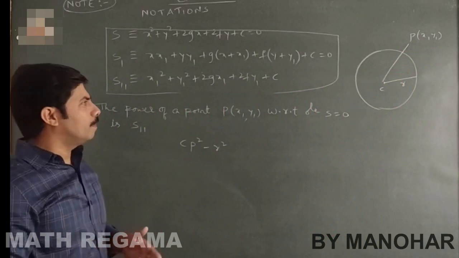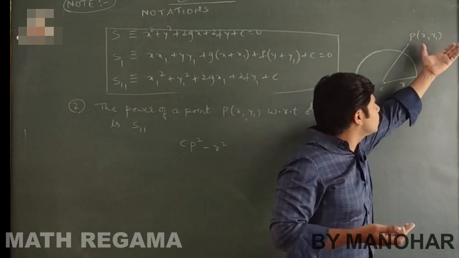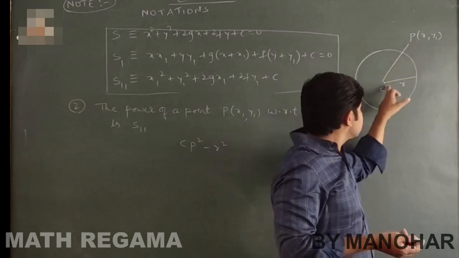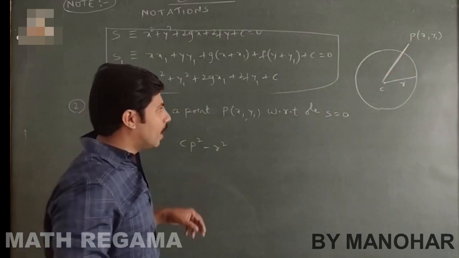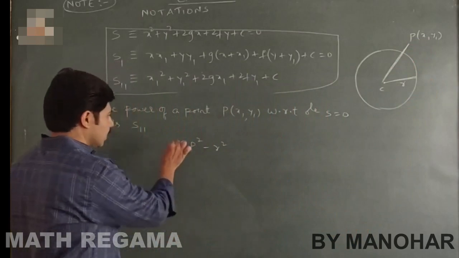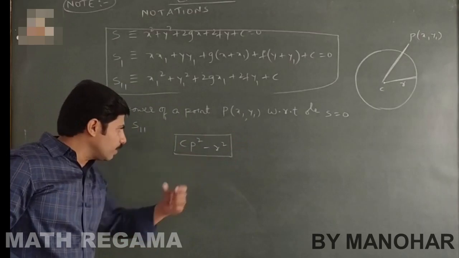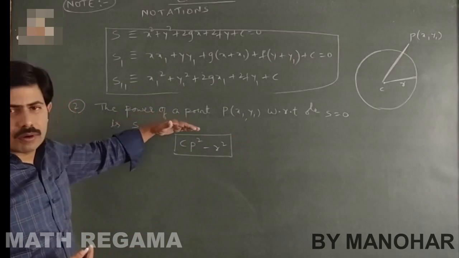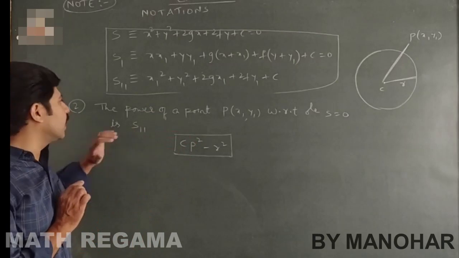See, what is P? P is the point (x1, y1), any point in the plane. This point may be outside or inside, it may be anywhere. So CP square, that means the square of the distance between these two, minus r square, where r is the radius. This gives the power of a point. If we simplify CP square minus r square, we get S11. So simply, whenever we are finding the power of a point with respect to the circle, we find S11. So this is the second formula.